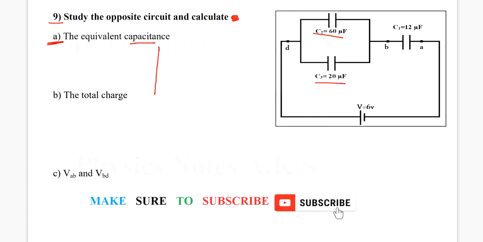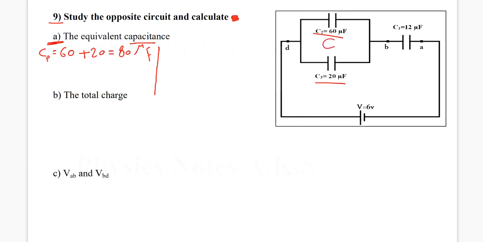Okay, so I can find the C in parallel, which is actually the sum of them: 60 plus 20, which is 80 microfarad. Now this C parallel with the C1, they are in series, which means I can find the C total. Now here I will write the formula. It's going to be 1 over C1 plus 1 over C parallel, to the power -1, which will give me the C total.